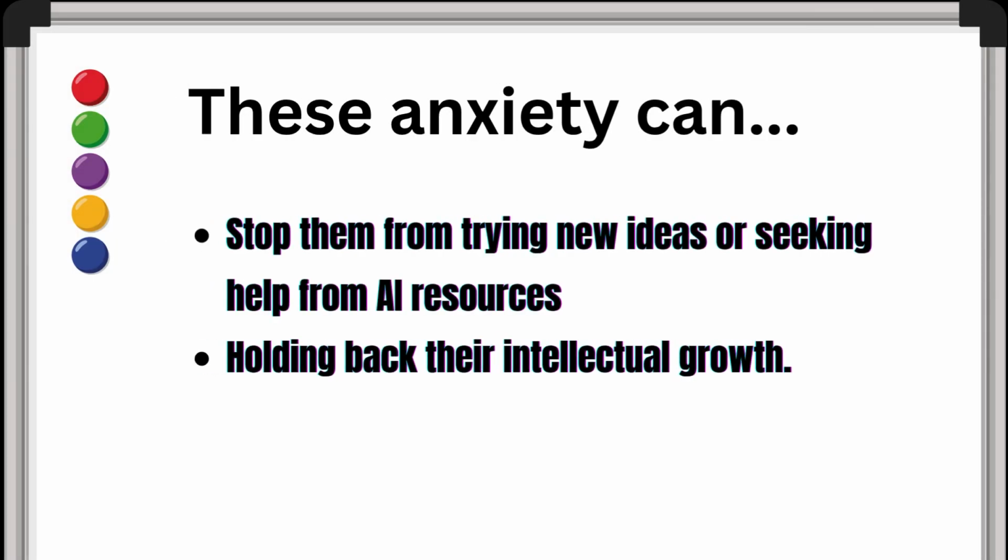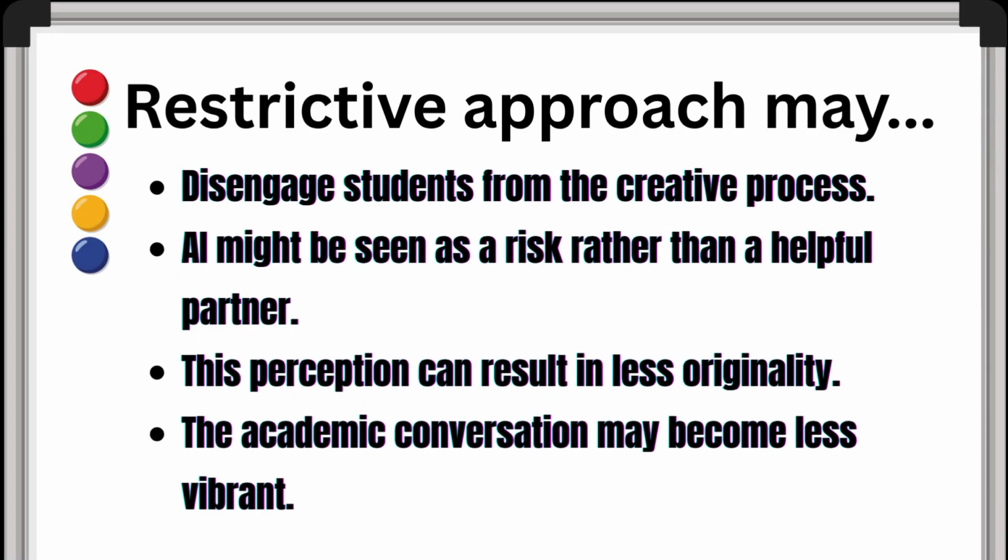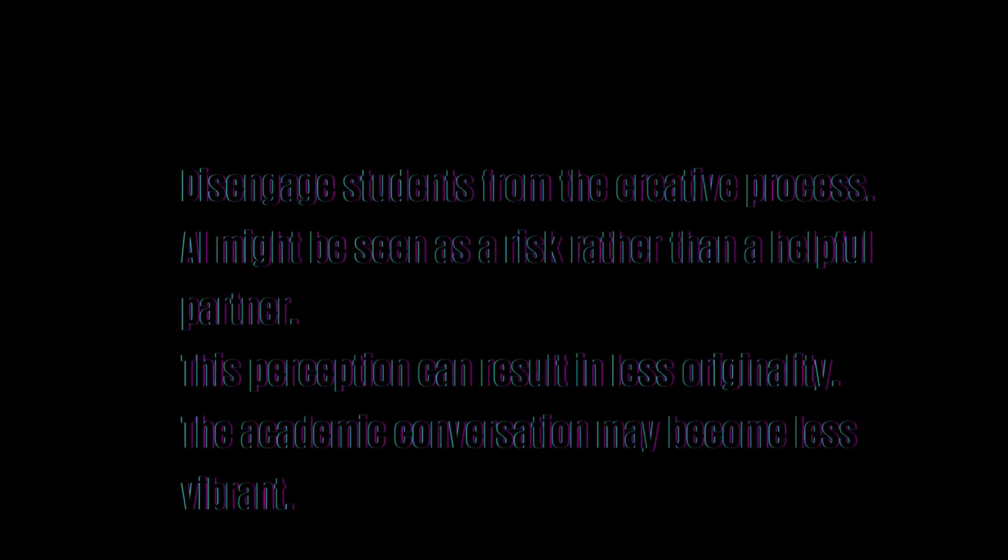Plus, the negative portrayal of AI can foster a culture of fear around academic integrity, where students worry that using AI will lead to accusations of plagiarism or dishonesty. This anxiety can stop them from trying new ideas or seeking help from AI resources, ultimately holding back their intellectual growth. As the article notes, such a restrictive approach can create a chilling effect, causing students to disengage from the creative process altogether. Instead of seeing AI as a helpful partner in their academic journey, they might view it as a risk, leading to less originality and less vibrant academic conversations.